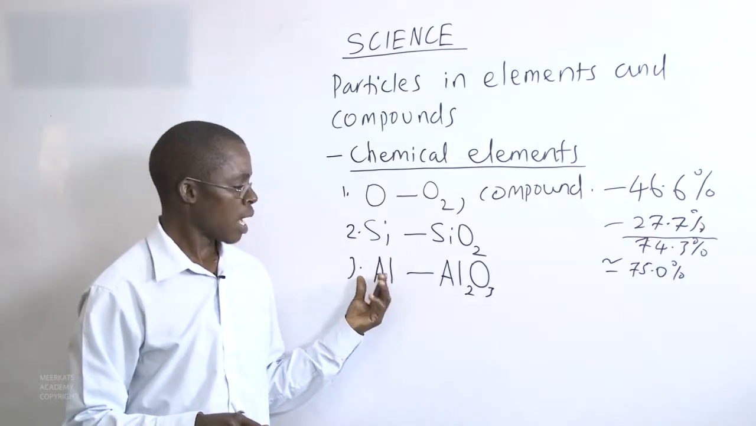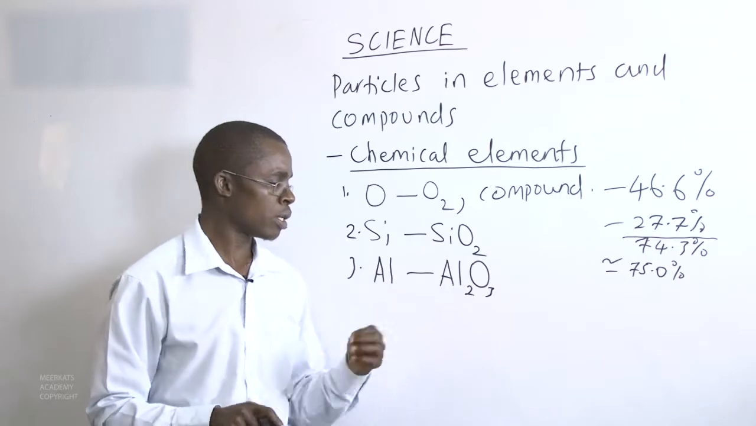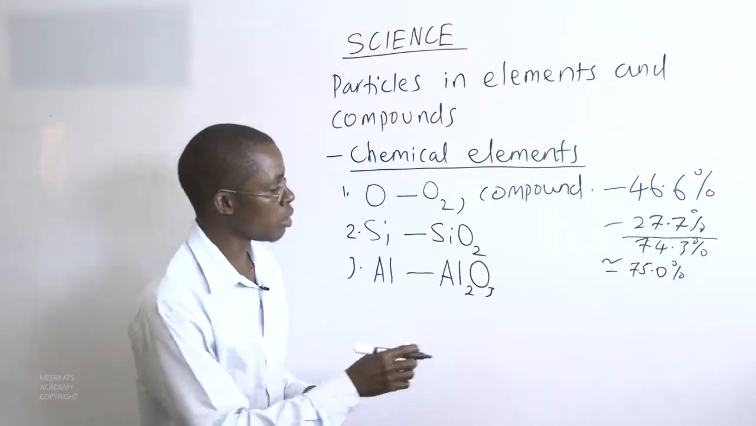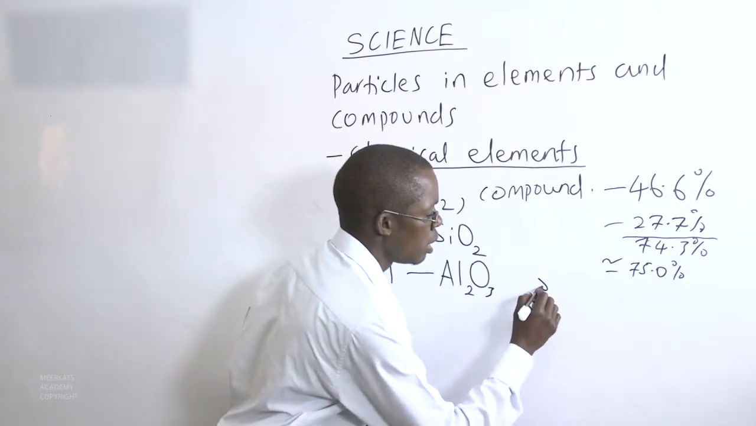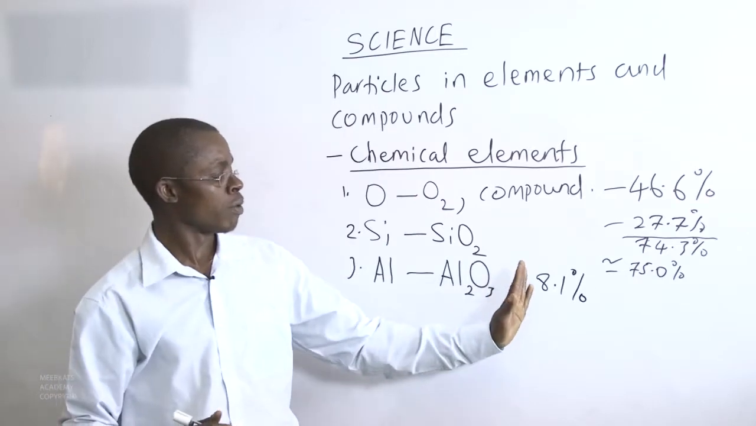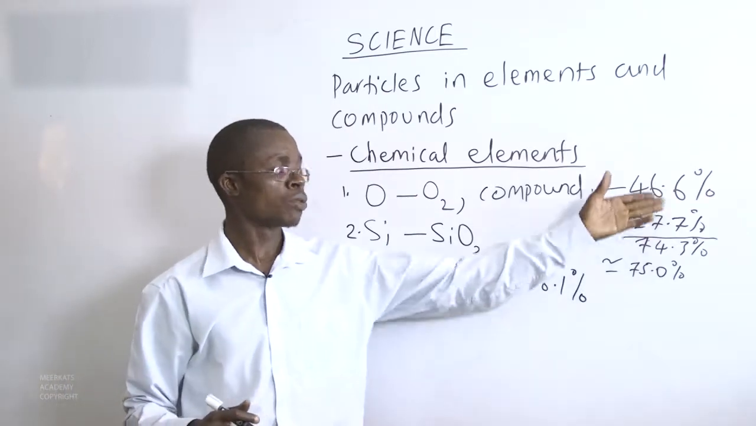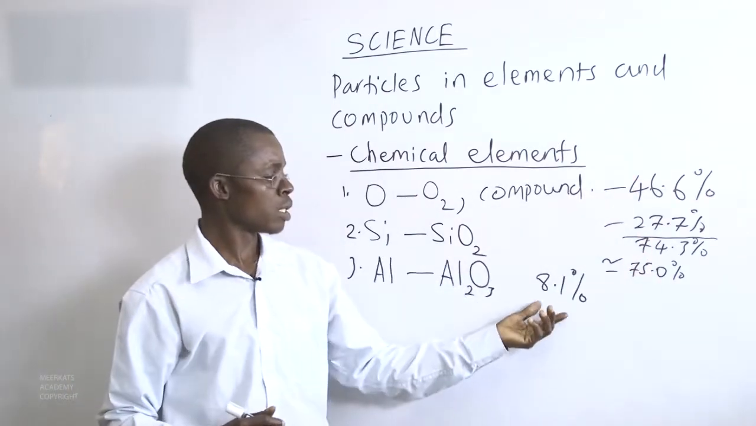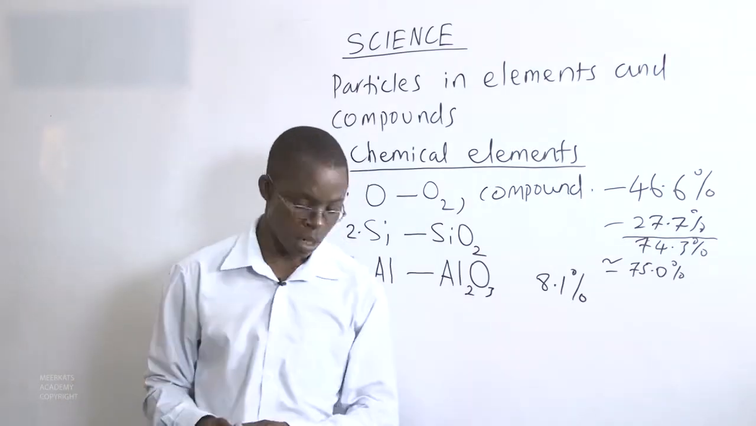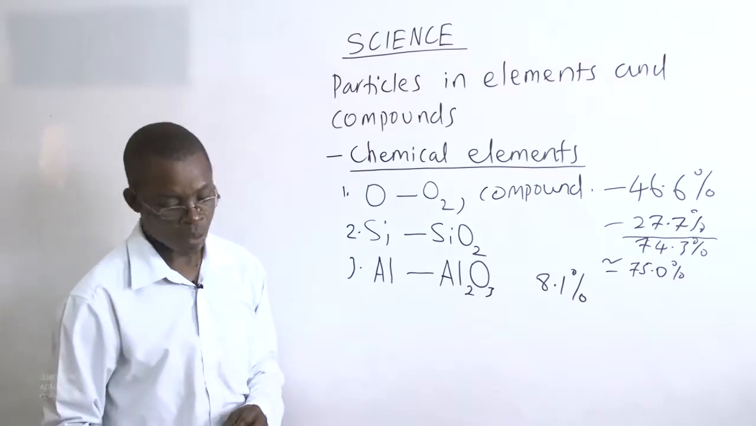Aluminium, whether in pure form or in compound form, gives a combined percentage of 8.1%. So I've begun the metal part. This was the non-metal part, but here we also have the metal part. So number one being aluminium at 8.1%.